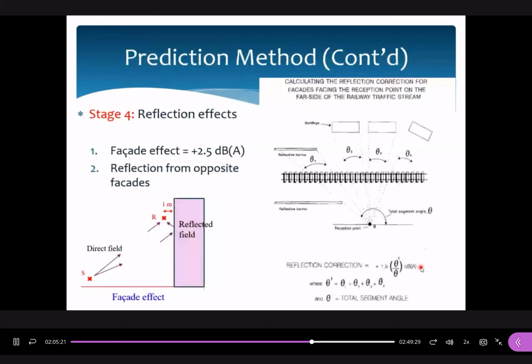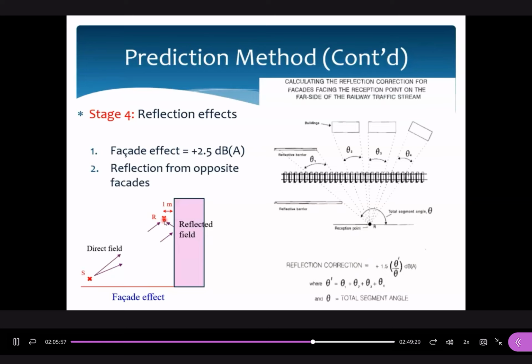Okay, now we go to stage number 4, the reflection effects. For the reflection effects, there are two conditions or two corrections. The first one is the facade effects. Okay, let me explain this one. What is the facade effects? We are talking about the assessment points. Remember the standard approach to do assessments: we always assume that the assessment point is 1 meter away from the building facade. Okay, we could not do the assessments inside buildings.